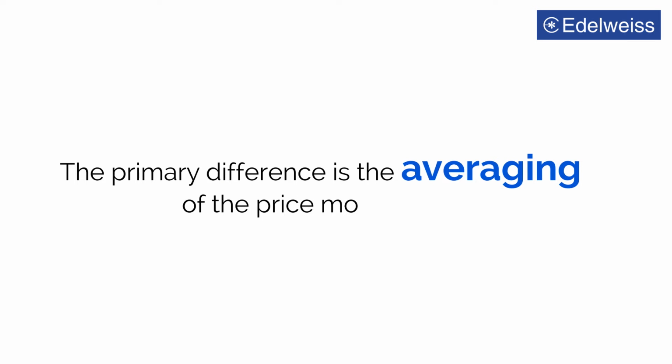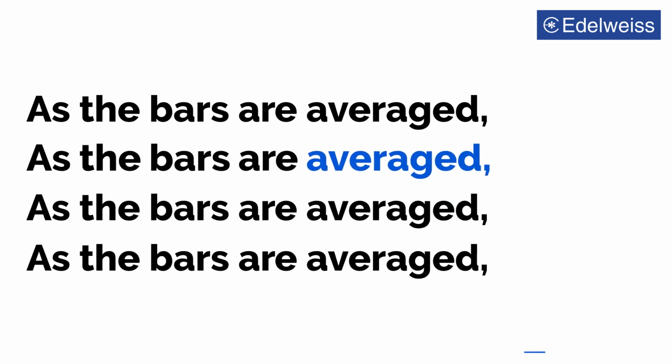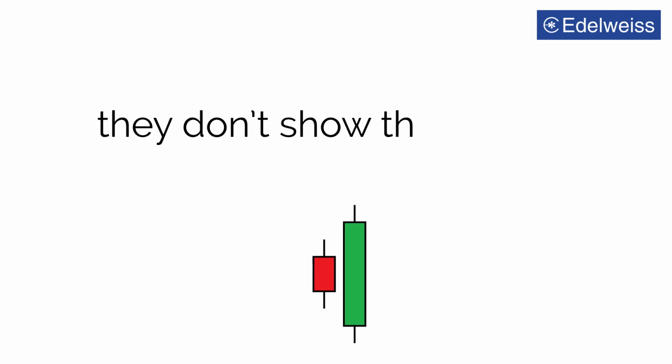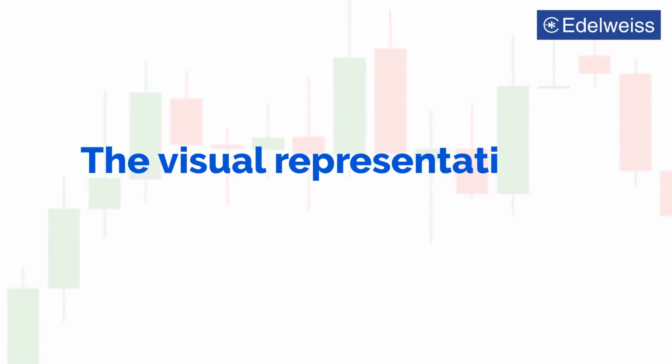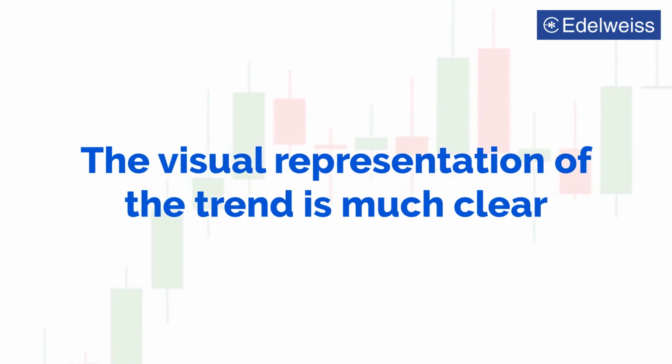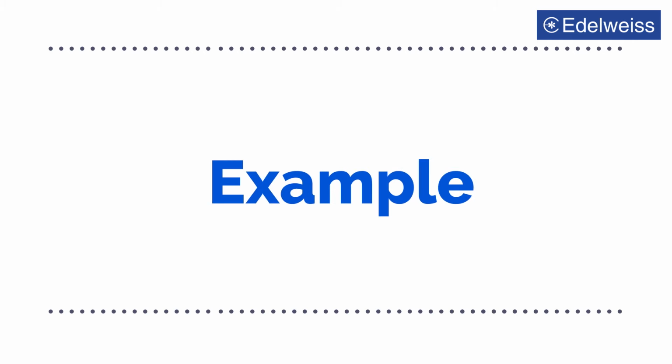Now, let's understand the difference between Heikin Ashi and candlestick. The primary difference is the averaging of the price movements. As the bars are averaged, they don't show the precise open and close prices. The visual representation of the trend is much clearer. Let us see this with an example.